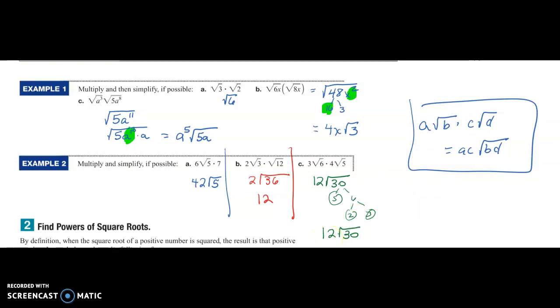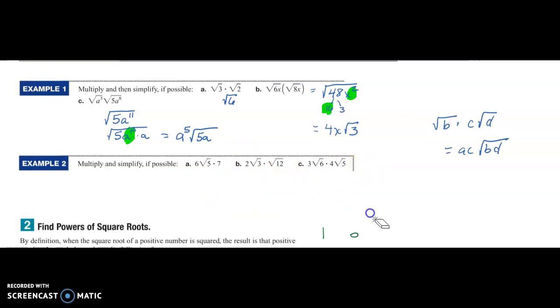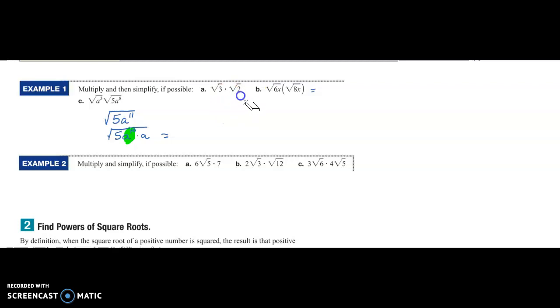So let's scoot down. Hopefully this is making sense. If not, come Zoom together. Let's figure this out. I am going to erase this and scoot down a little bit and give you one more example where we're going to distribute across additions.